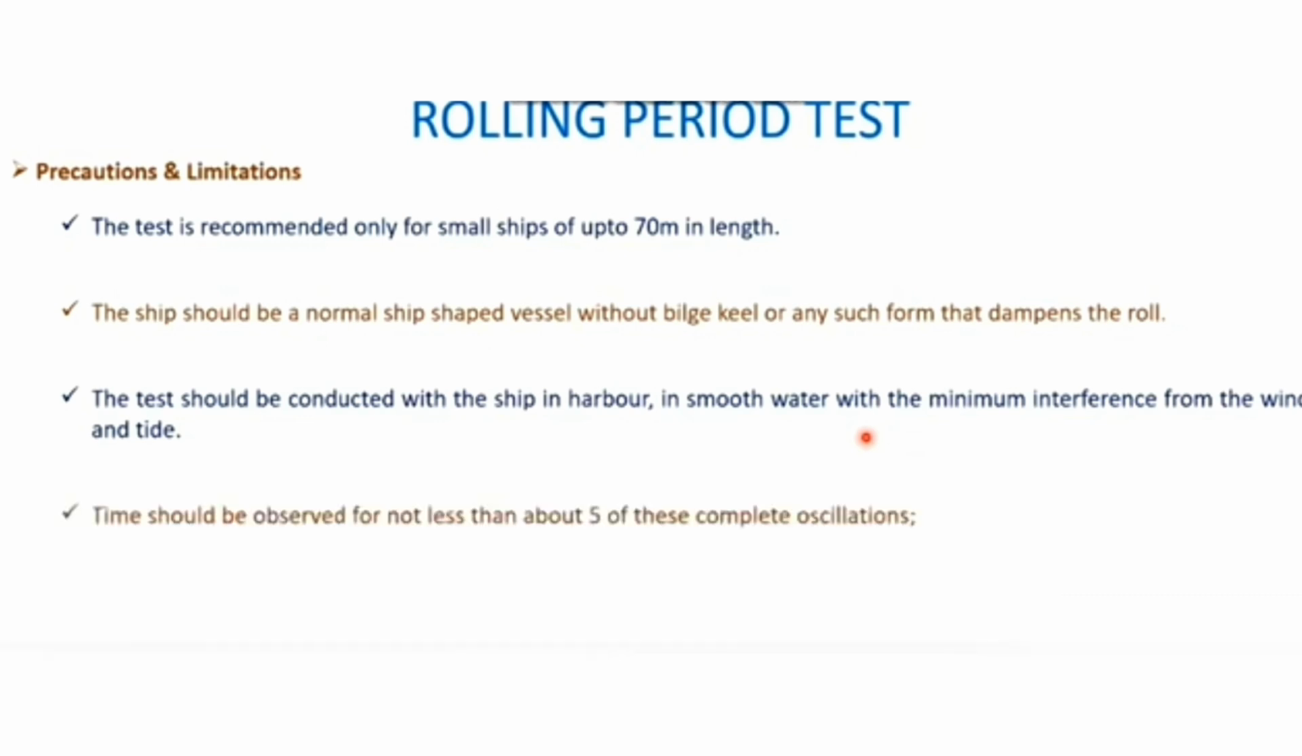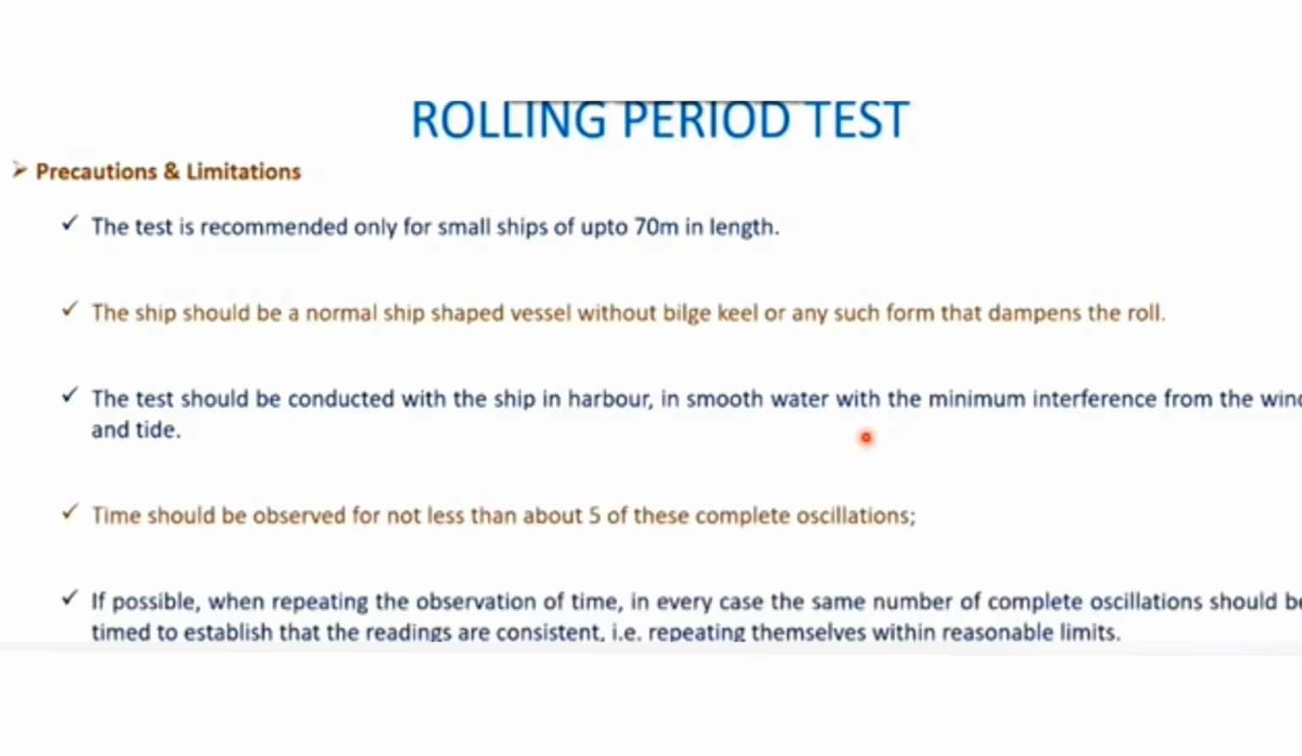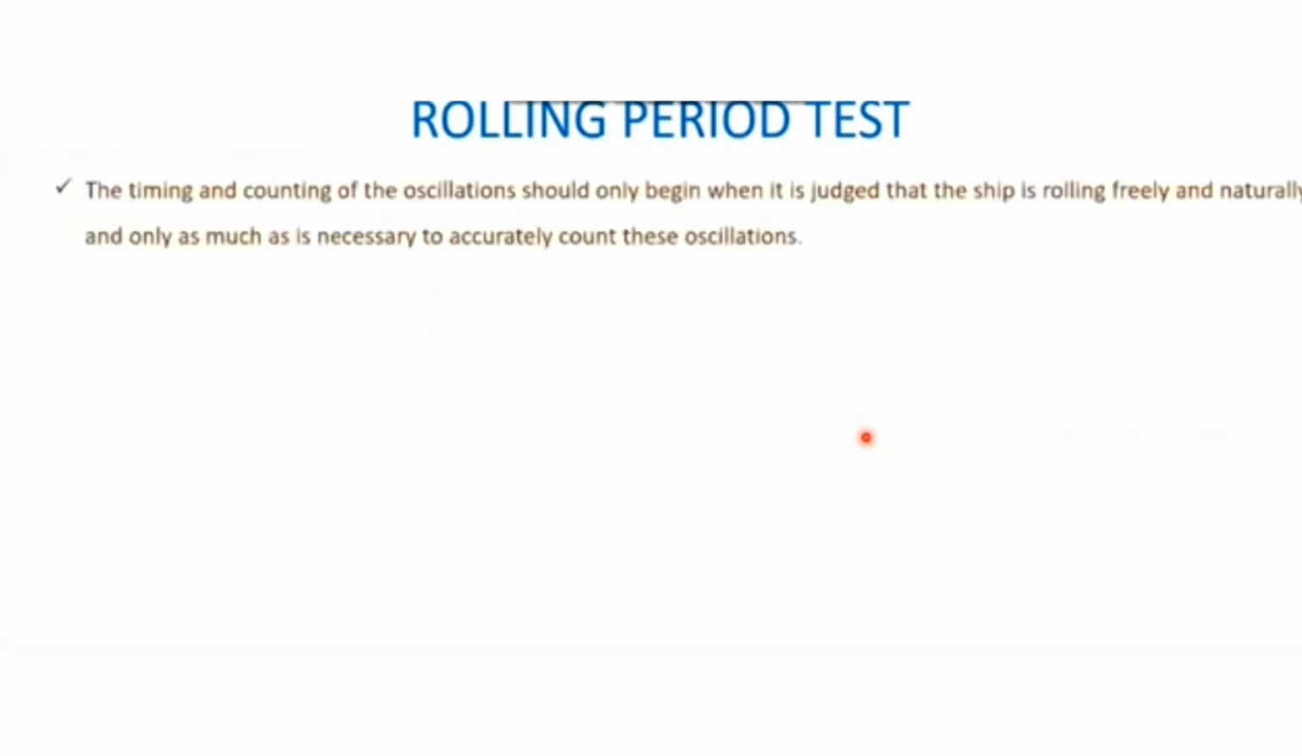Time should be observed for not less than 5 oscillations. If possible, when repeating the observation of time, in every case, the same number of complete oscillations should be timed to establish that the readings are consistent, that is, repeating themselves within reasonable limits. The timing and counting of the oscillations should only begin when it is judged that the ship is rolling freely and naturally, and only as much as necessary to accurately count these oscillations.